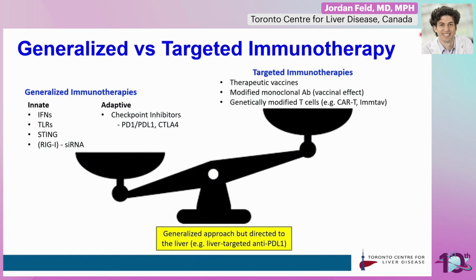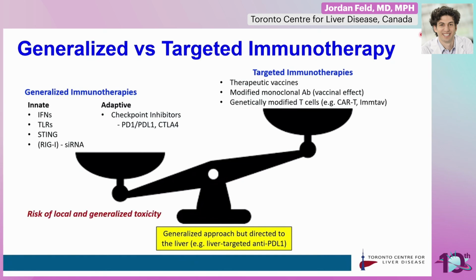And then there's also somewhere in the middle, which would be a generalized approach but directed to the liver. And probably the best example, which we're going to hear more about later today, would be liver-targeted anti-PD-L1, so that you're really taking a generalized approach but focusing it in the organ of interest.